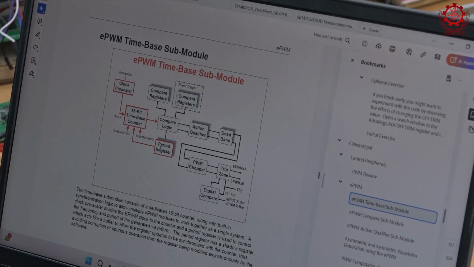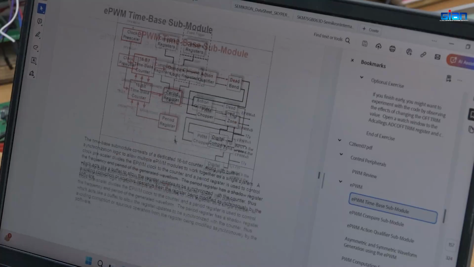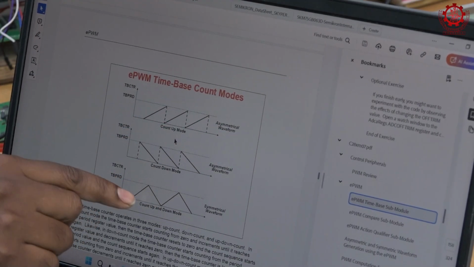Then we have to decide which kind of counter. There are 3 types of counters: the up counter, the down counter, and the up-down counter. In my code I am using the up-down counter, TB count up down, which gives a triangular counter. You can see the up counter, down counter, and up-down counter here.